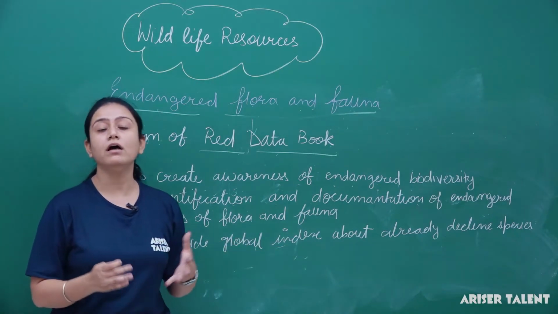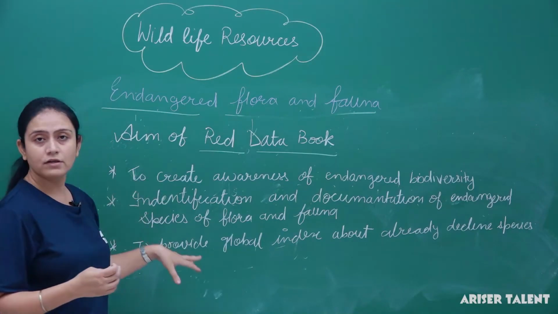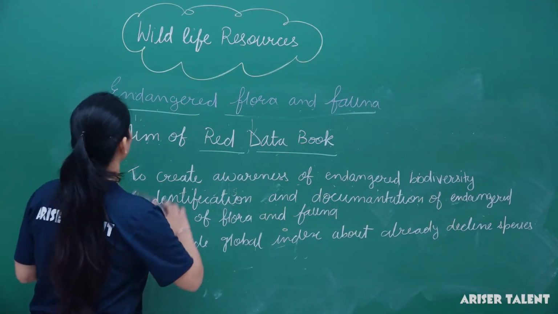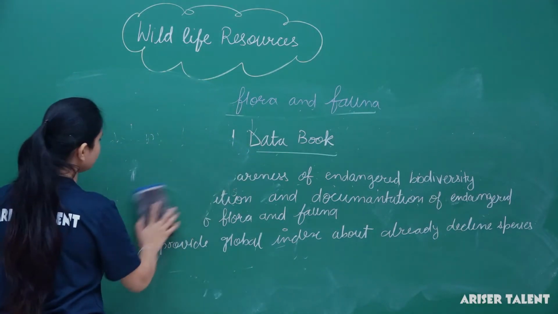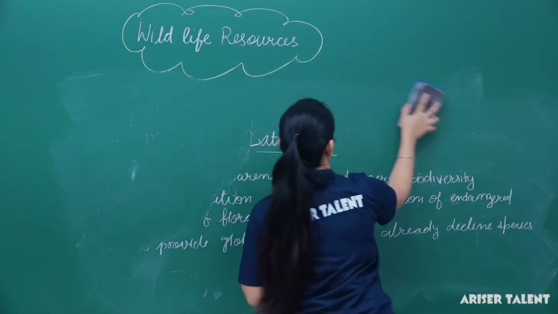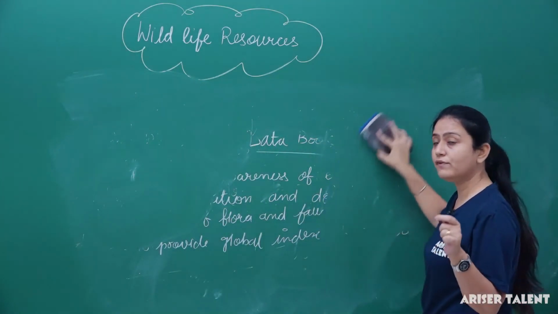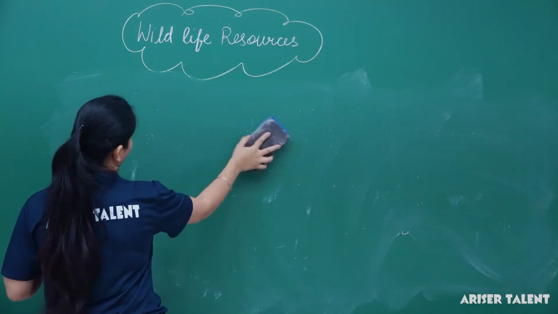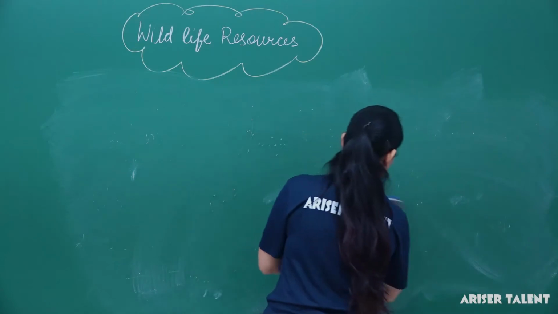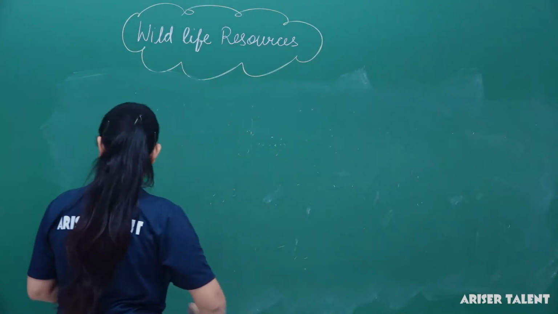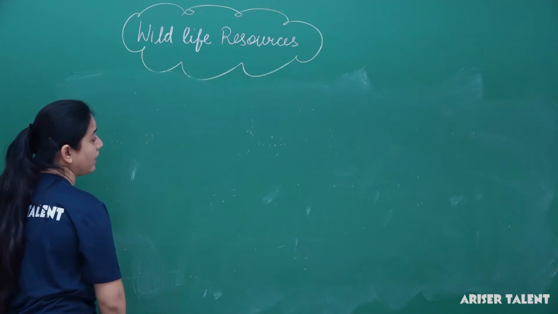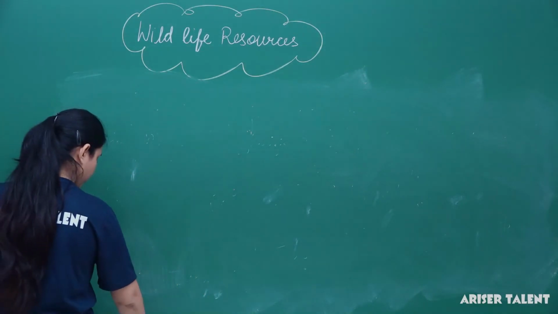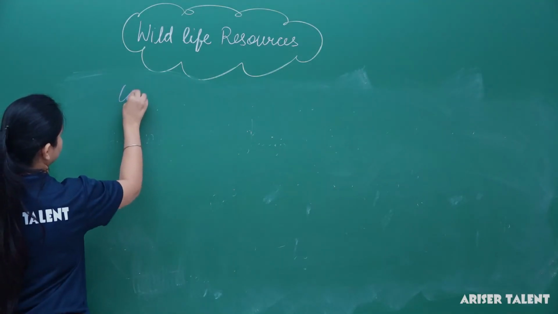Now we will talk about the conservation of wildlife resources. Conservation means protection. Here we are talking about the conservation of flora and fauna which are about to become extinct. How to protect them? As I told you, wildlife plays an important role in our life to maintain the natural balance in the environment.